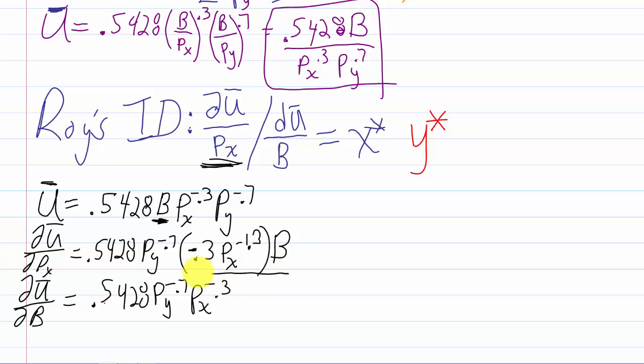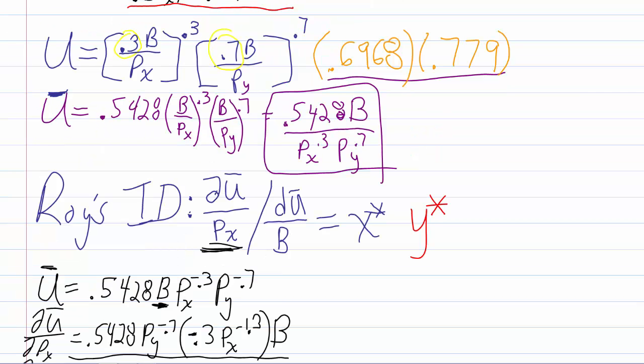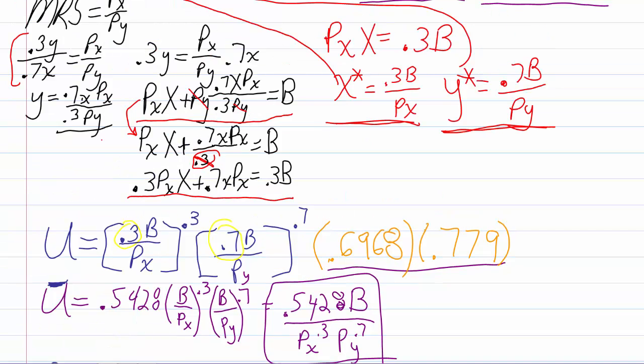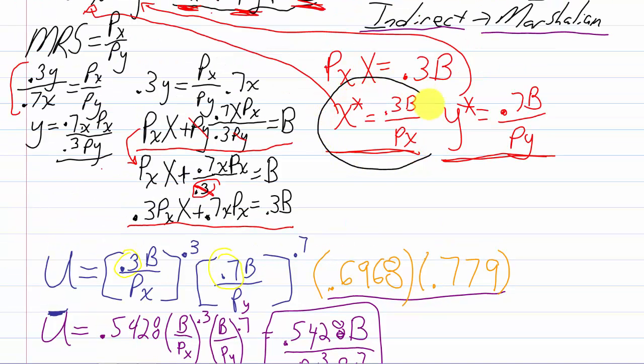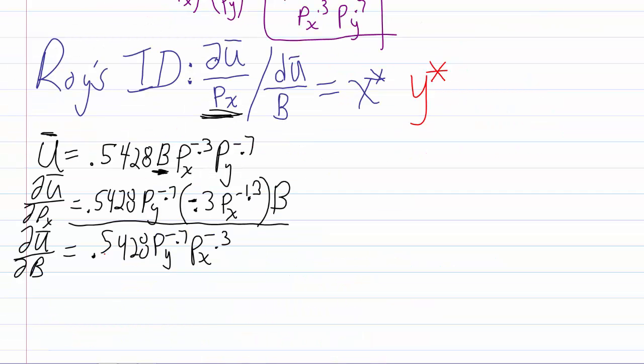And Roy's identity says divide that first expression by the expression on the bottom, and you should end up with the same thing we had for x star up here. The x star equals 0.3b divided by the price of x. So let's just see if we can do that. So we're just going to want to start canceling a bunch of stuff here. So those 0.5428s cancel. Those price of y to the minus 0.7s cancel.